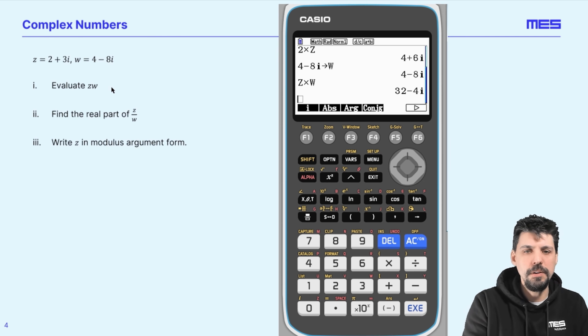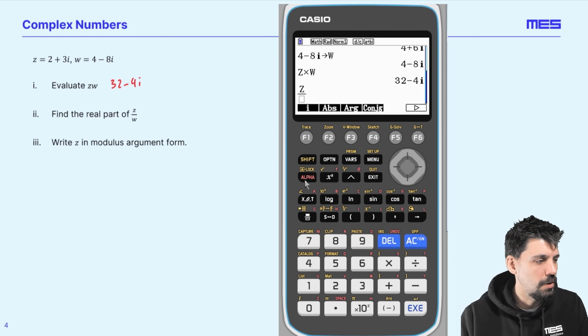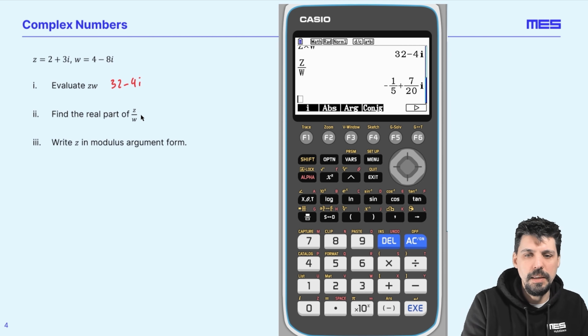Z times W is 32 minus 4i. That right? 12 minus 16. Yeah, that looks like it works. All right, what's Z over W? Now, there's a couple of things we can do here. In this case it's not the single most useful function ever, but Z over W, cool. It should be minus a fifth, right? Z over W is, according to this, minus a fifth plus 7/20th of i.